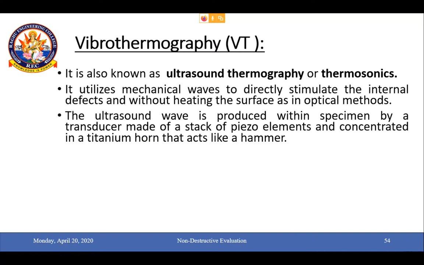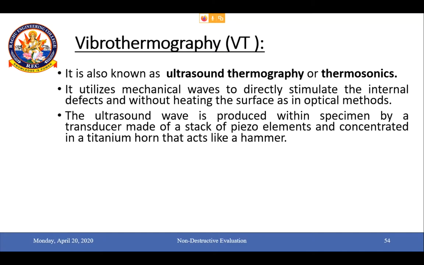Next point: the ultrasound wave is produced within the specimen by a transducer made of a stack of piezo elements and concentrated in a titanium horn that acts like a hammer. If you have studied the ultrasonic testing unit very well, you might have known about these piezo elements.